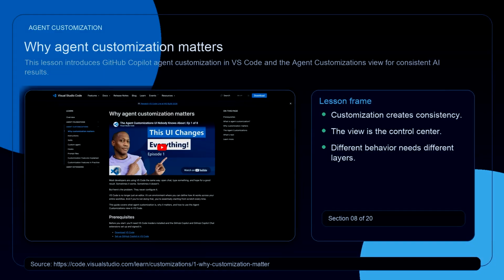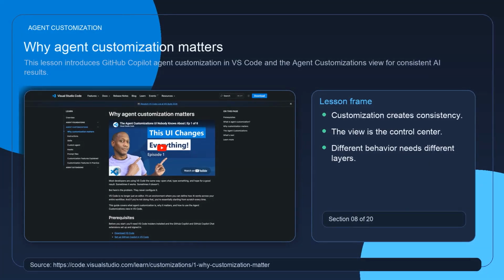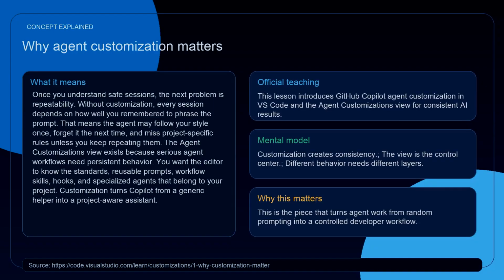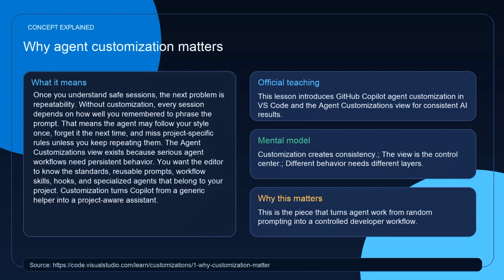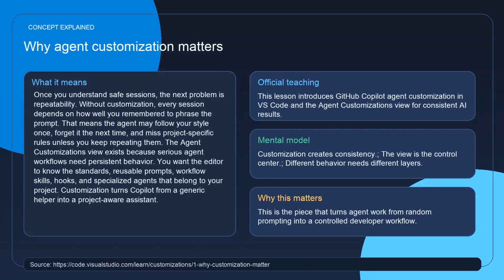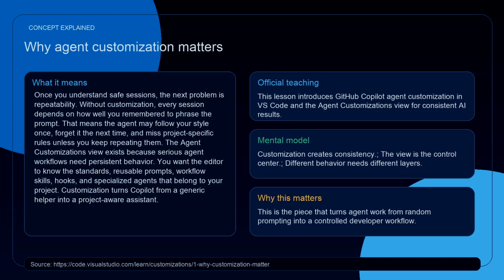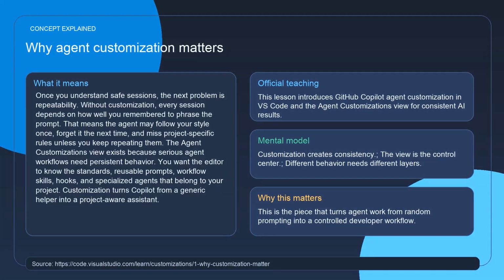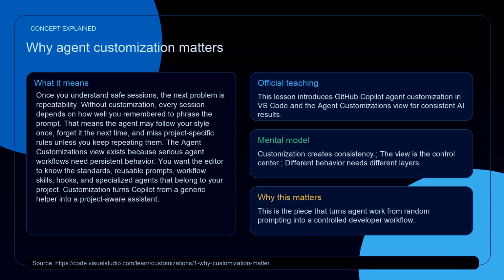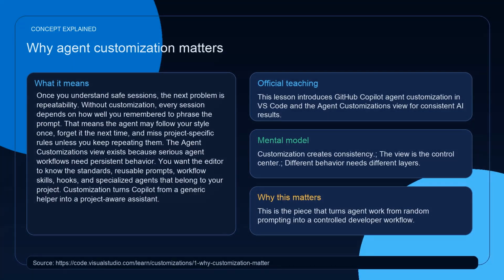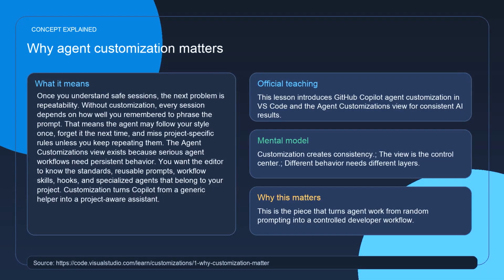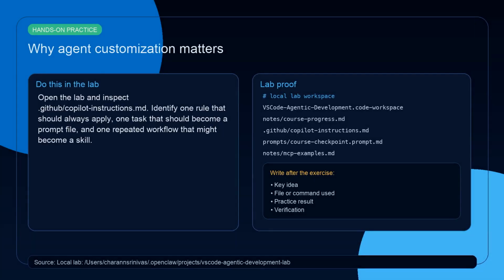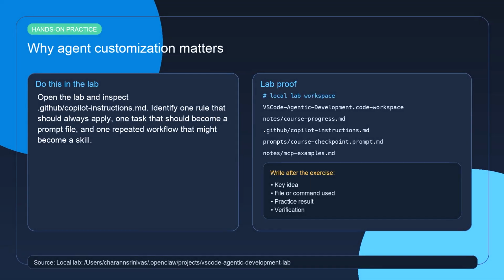Once you understand safe sessions, the next problem is repeatability. Without customization, every session depends on how well you remembered to phrase the prompt. That means the agent may follow your style once, forget it the next time, and miss project-specific rules unless you keep repeating them. The agent customizations view exists because serious agent workflows need persistent behavior. You want the editor to know the standards, reusable prompts, workflow skills, hooks, and specialized agents that belong to your project. Customization turns Copilot from a generic helper into a project-aware assistant.